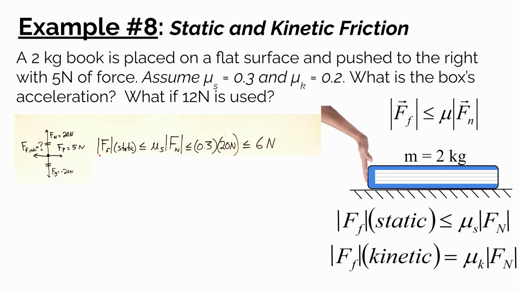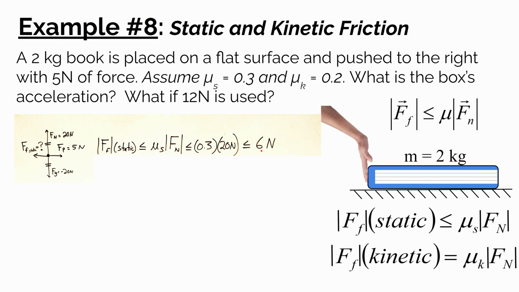When we calculate the size of the force of static friction, it's less than or equal to the coefficient of static friction times the normal force. This is just going to give us a value. In this case, the coefficient of static friction is 0.3, that was given. For a 2 kilogram object, the force of gravity will be 20 newtons in size pointed downward, so the normal force will be 20 newtons pushing back up. So this equation says that the size of static friction is less than or equal to 6 newtons.